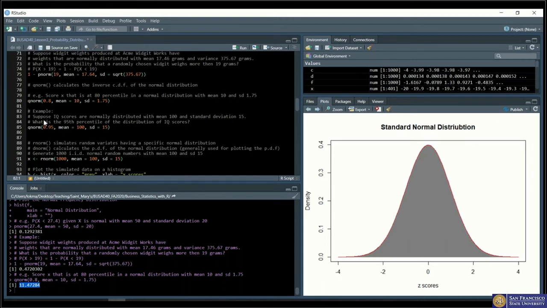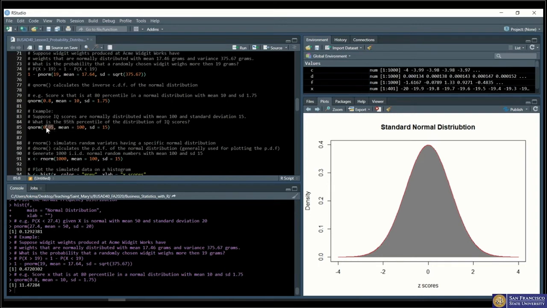Another application for this Q norm: let's say we have a normal distribution with a mean score of 100 and a standard deviation of 15 for IQ score. We want to find the IQ score that puts you at the 95th percentile in the distribution. That means if you get this score, you are basically in the top 5% among these samples. So again, same thing.